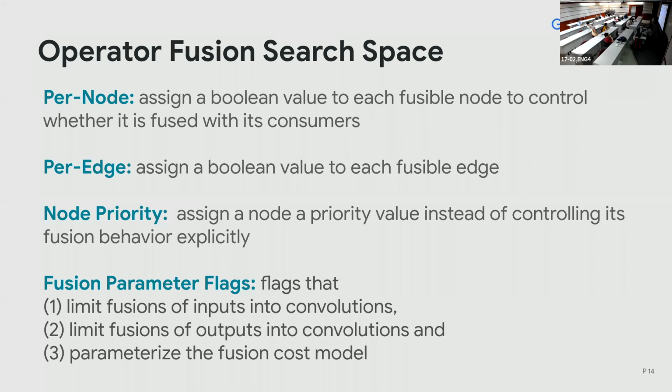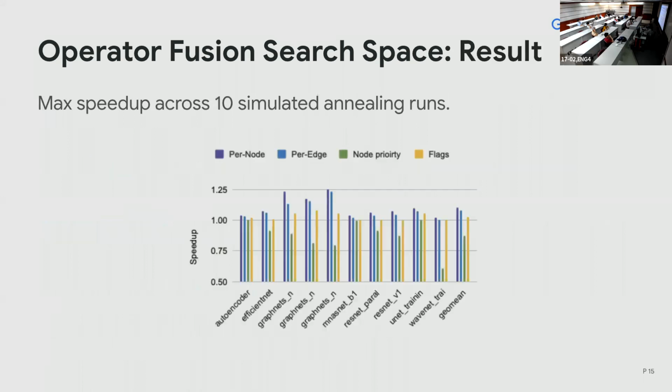So these are the 4 things that we try, and here is the result. Again, higher is better. From the result, you can see that the per node and per edge are doing equally well, where per node is slightly better, where the other search space, like node priority and flags, are doing much worse. So in our current autotuner, we go with the per node configuration.